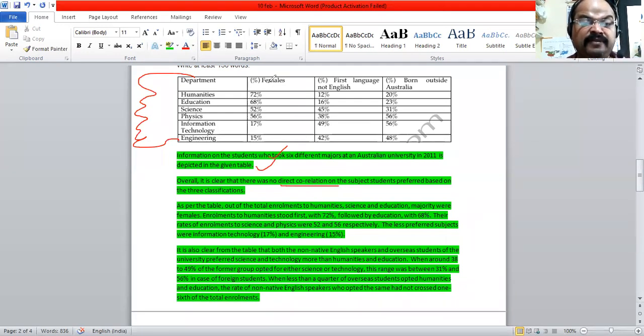And we have said the females group in the first particular paragraph, and the other two in the second particular paragraph. This is the grouping, and that's what we have done here.